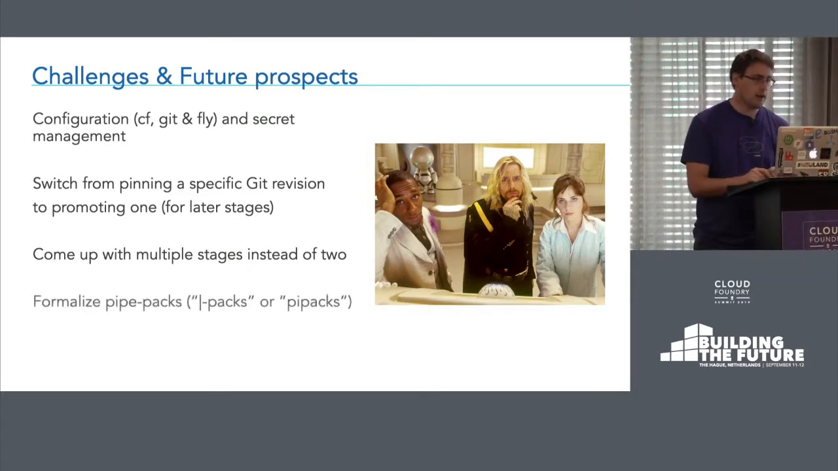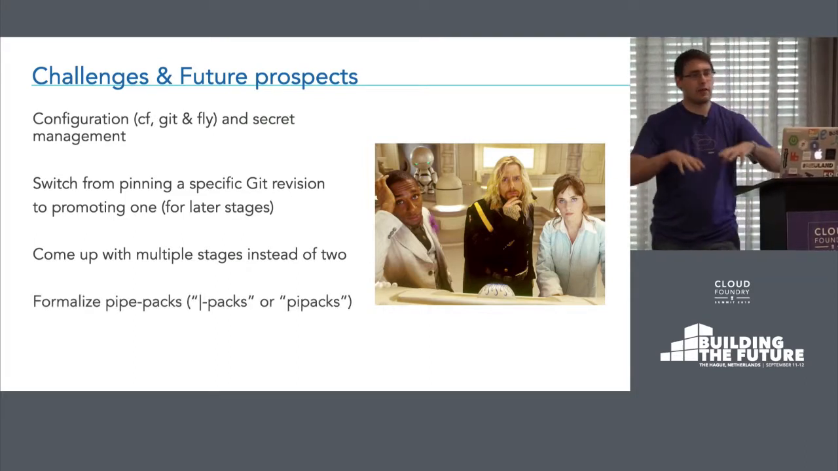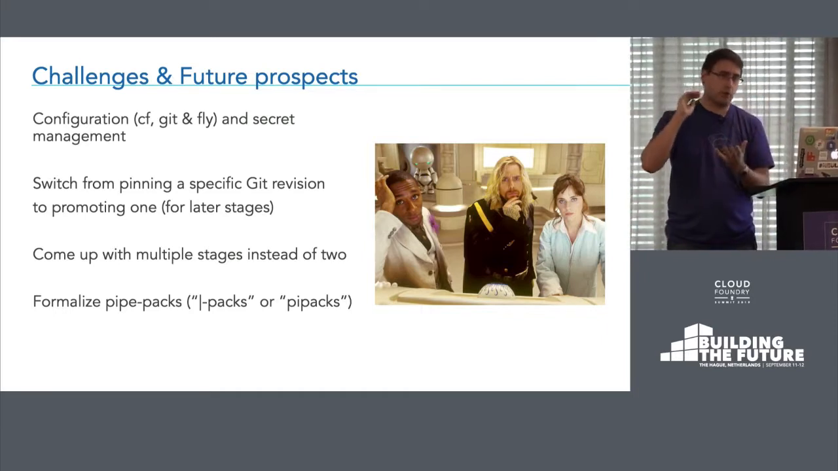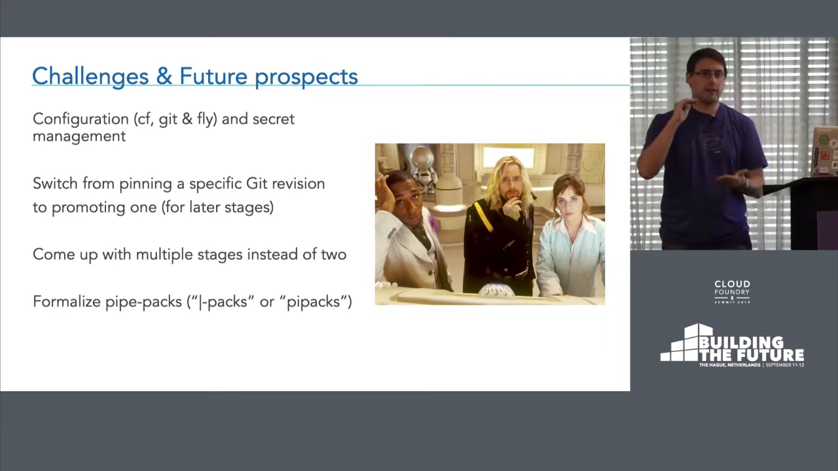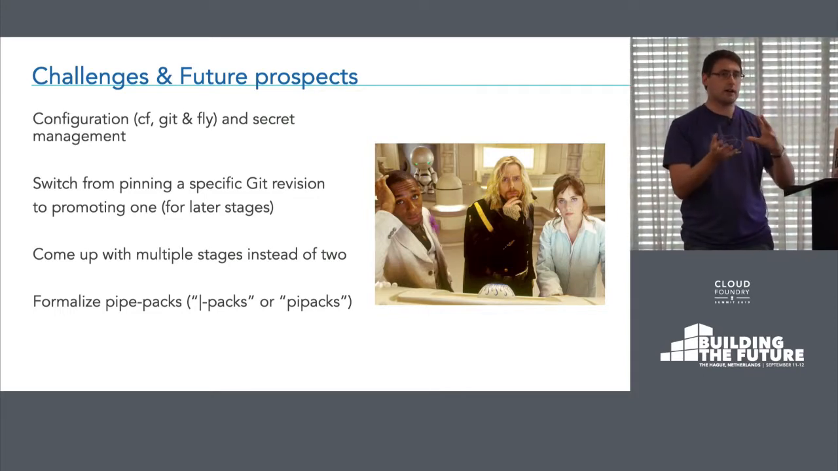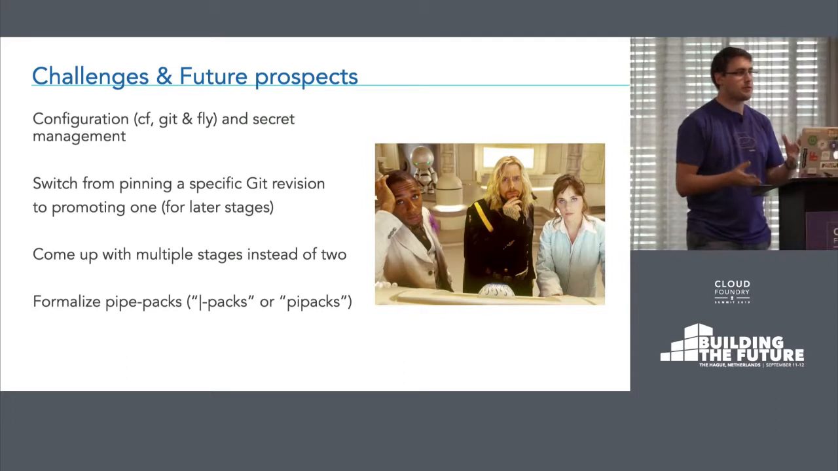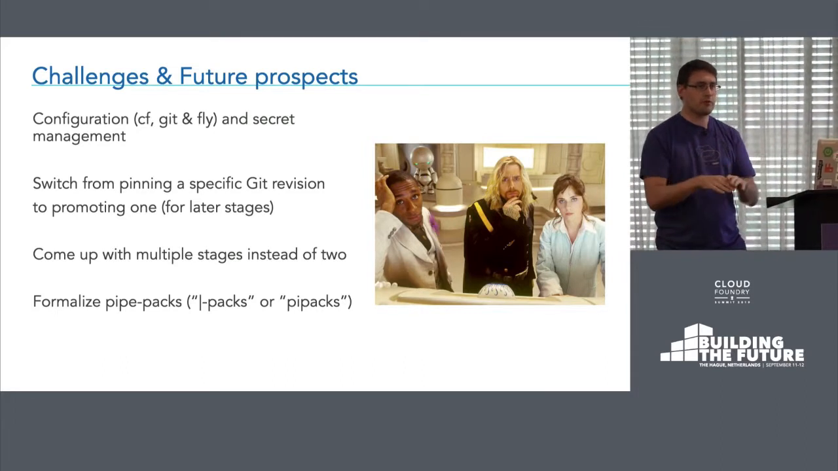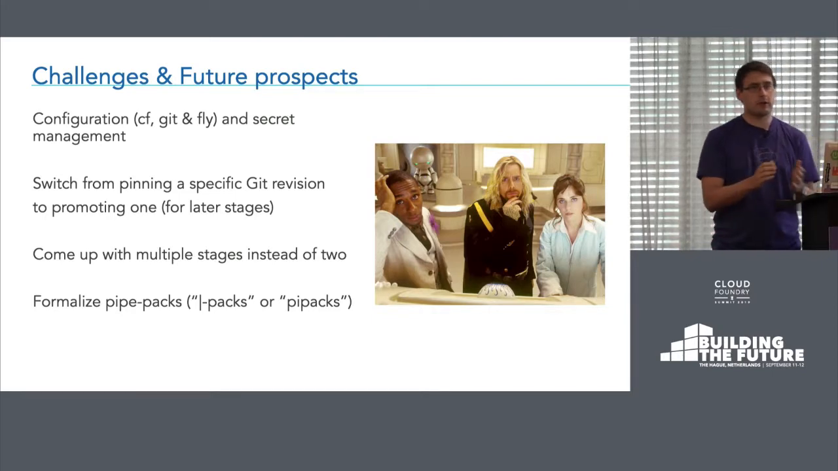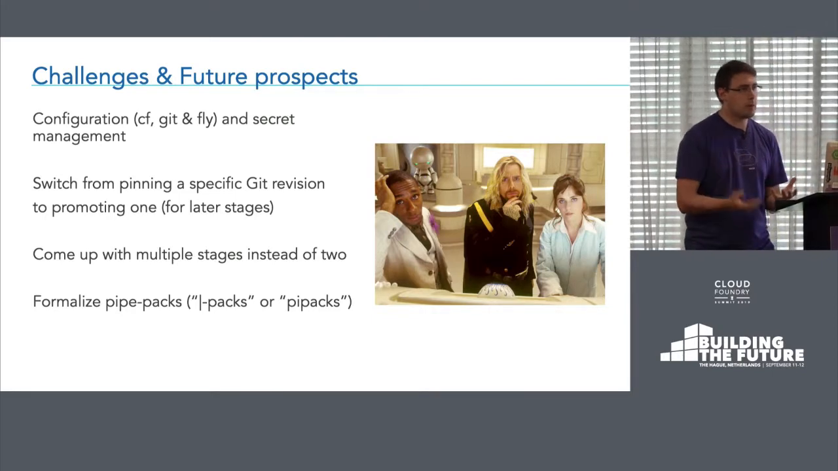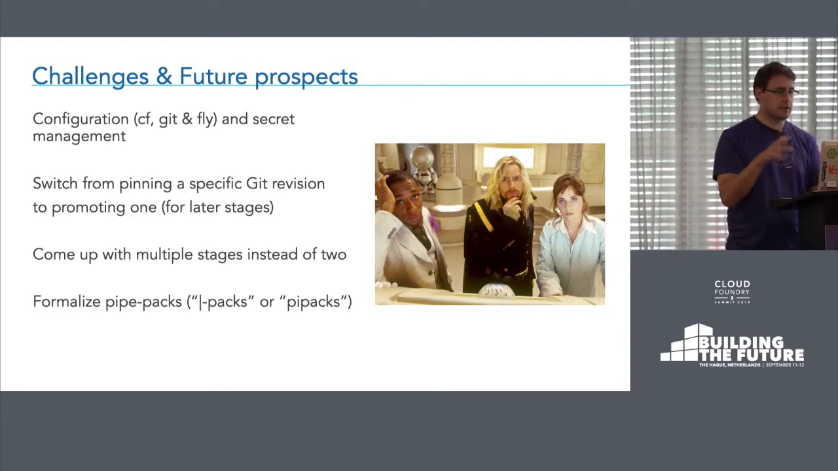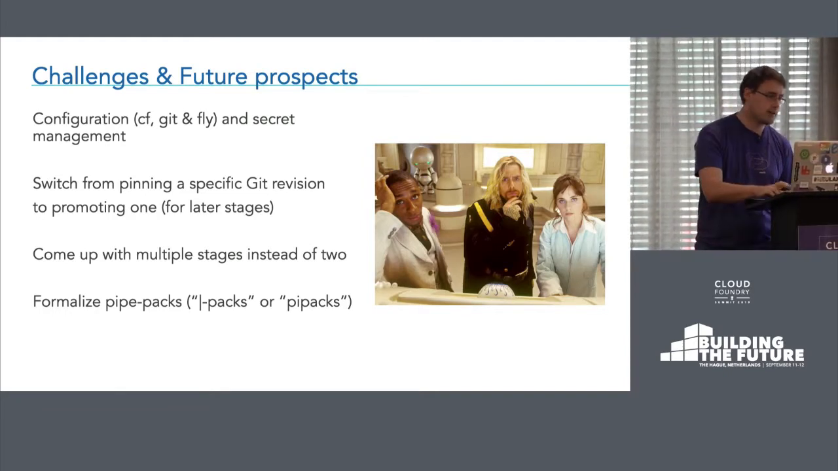And formalizing the standard of how these pipe packs should look. At the moment, there's one example, but is that the way they should be? Is there a standard way so that the CLI could work with it? So we have some point of standardization in the connection to the CLI, so you can easily make your own pipe pack and contribute it. So there has to be a standard formed around that.